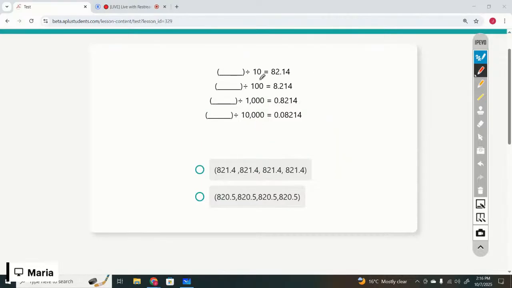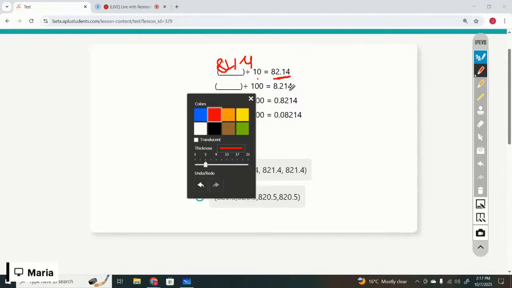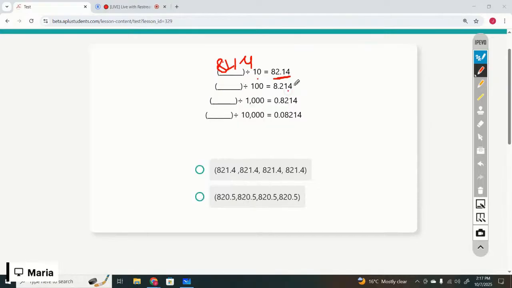So the number is dividing by 10. You need to move the decimal point one place. This is the answer. So it is moved from here to here. So that is 821.4. That is dividing by two zeros. So again, the decimal point would be at two places, right? So it is 821.4.